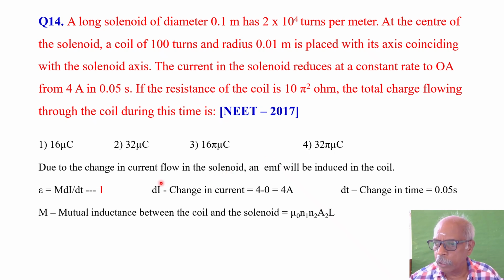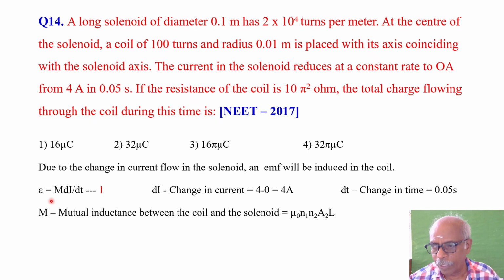So you know that in electromagnetic induction, you know Lenz's law, Faraday's law, everything. Is it not? So due to the change in current flow in the solenoid, an EMF will be induced in the coil. This is due to the mutual induction between the coil and the solenoid that you know. So what is the formula for induced EMF, sir? Induced EMF in the case of mutual induction.